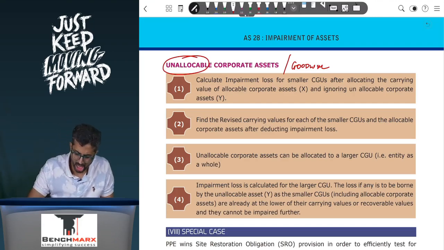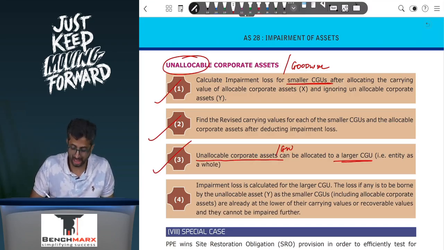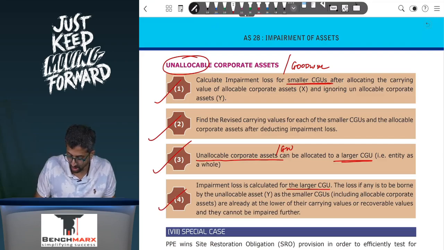So step number 1 will be to calculate the impairment loss for the smaller CGU. Second, if there is any impairment loss, calculate the revised carrying value. Third, you will allocate these unallocable corporate assets or unallocable goodwill to the larger CGU, and then do impairment testing for the larger CGU. Impairment loss is calculated for the larger CGU.